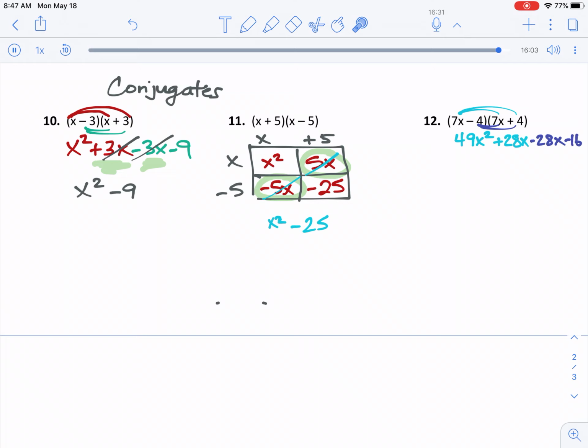And again, what do you notice about these middle terms? They are like terms. But it's very important to realize that they're going to cancel out. If they cancel each other out, they're opposites. One has a plus sign, one has a minus sign. That's very important. That's when you have opposites. So you get the 49x squared minus 16 as our final answer.